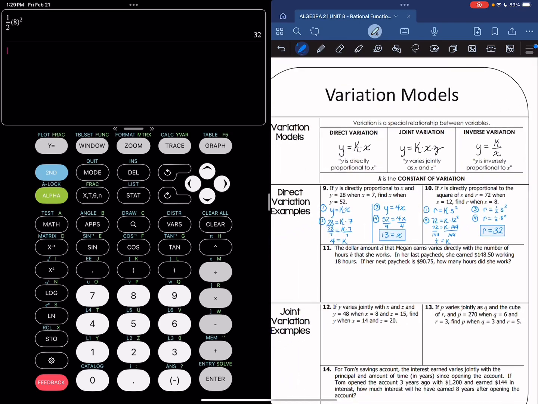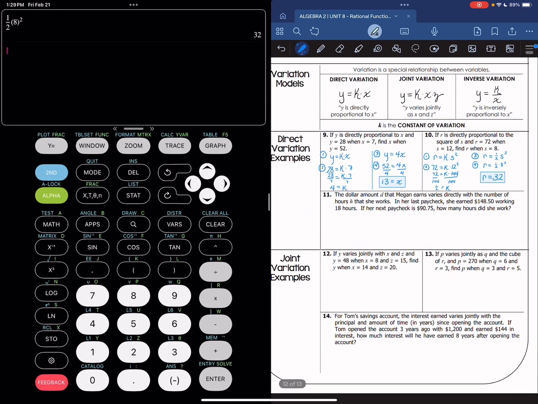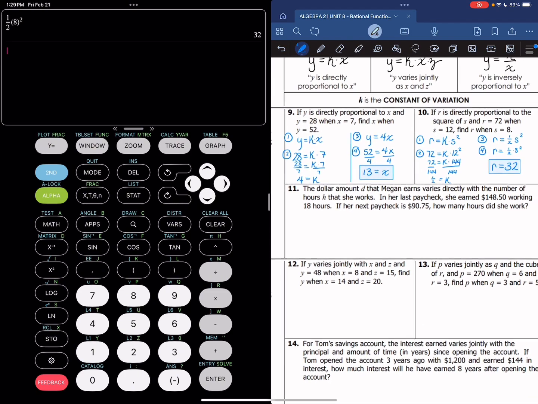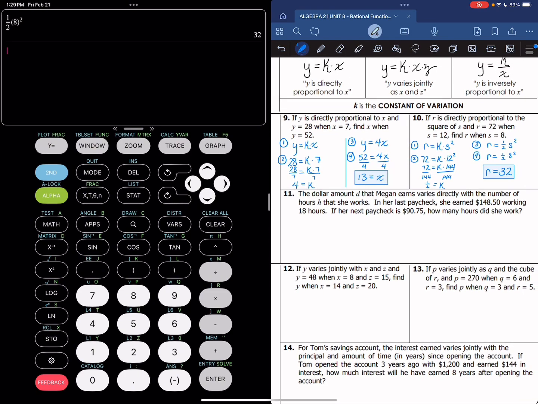Cool. Let's look at this next one. It says that the dollar amount D that Megan earns varies directly with the number of hours H that she works. Okay, let's take a moment to write out an equation representing this. The dollar amount D varies directly, so multiplying with that constant of variation, with the number of hours that she works. So if D goes up, H goes up. If D goes down, H is going down too.